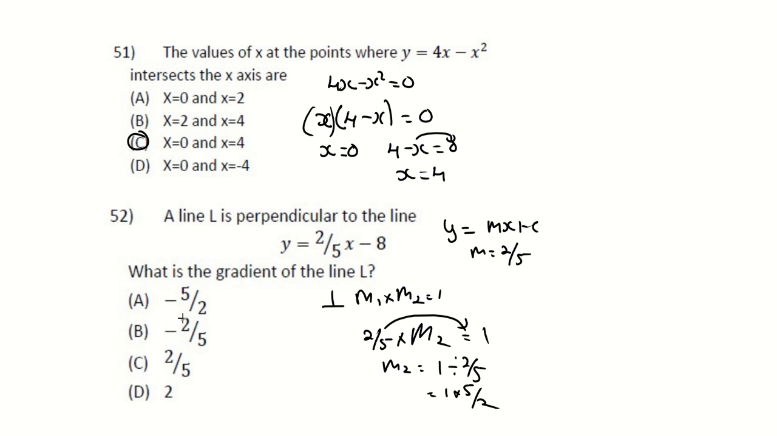So the answer is, sorry, it's supposed to be negative 1. My bad, it's negative 1. Alright, so it's supposed to be negative 5 over 2. So the answer is A. And that is the end for January 2024.